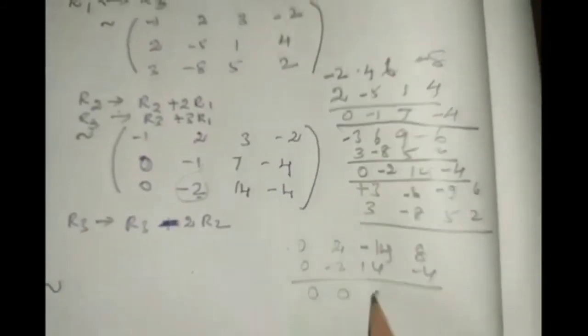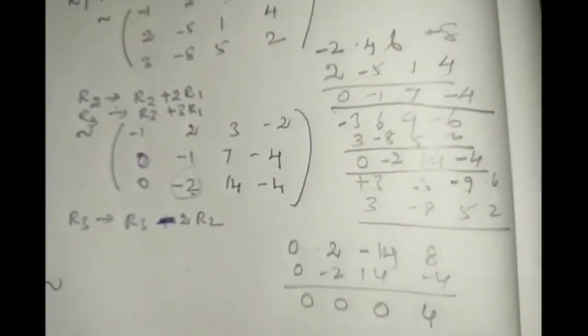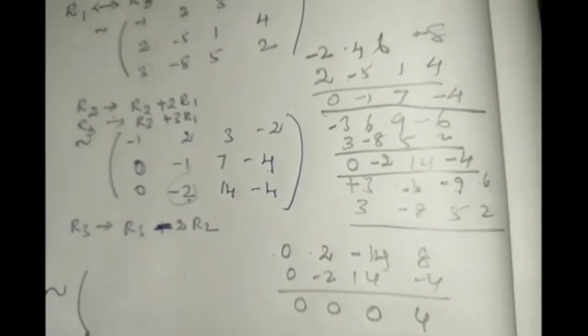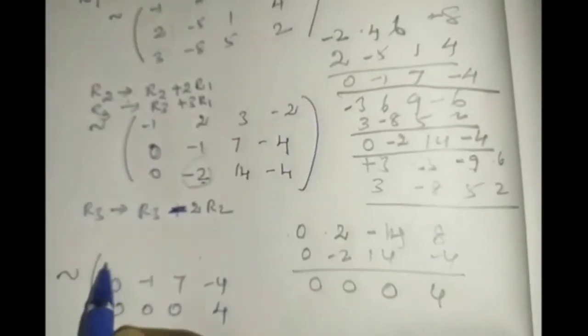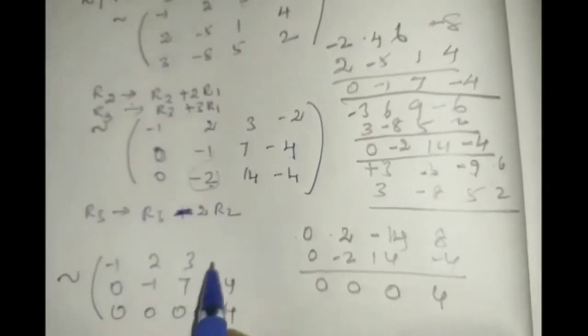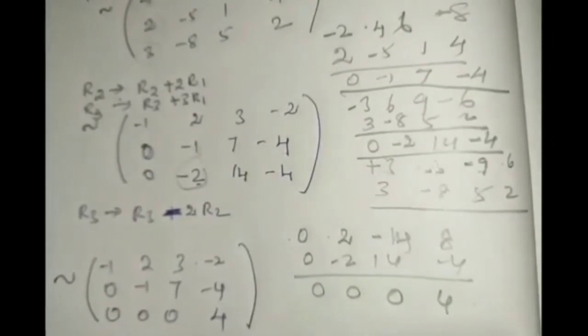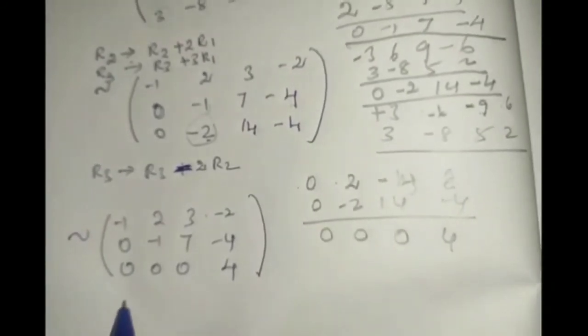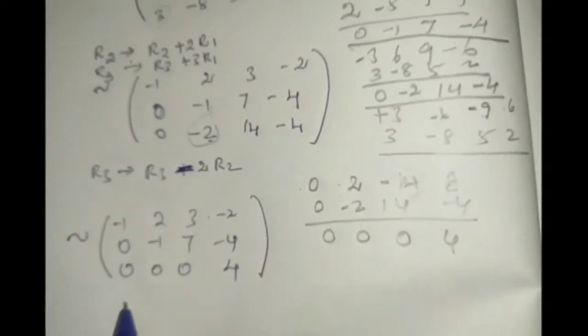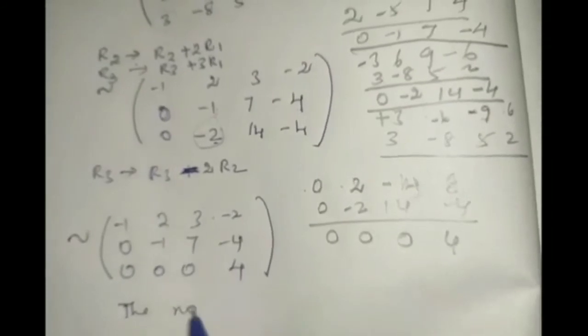If you simplify this, you will get 0, 0, 0, 4. So the last row becomes 0, 0, 0, 4. The second row is 0, minus 1, 7, minus 4. The first row is minus 1, 2, 3, minus 2. So with this, we are at the echelon form. Here the number of non-zero rows is 3.